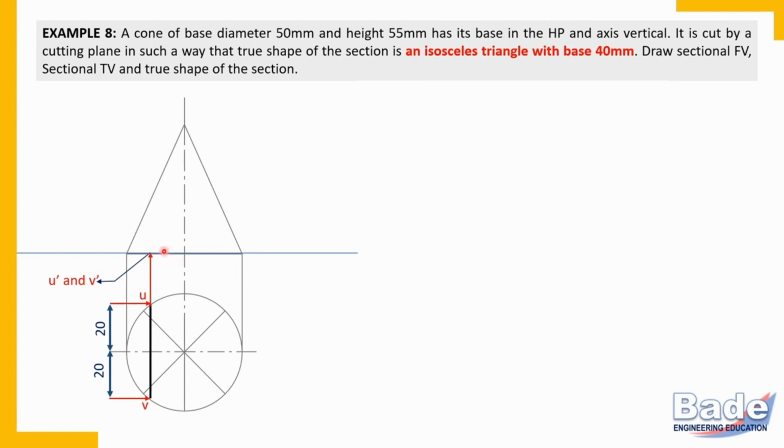Now remember, the cutting plane line must pass through U dash V dash in the front view. But then how will you get a triangle? Remember, a triangle has 3 corners. So where is the third corner? U and V are the 2 corners. How will you get the third corner? So simple, the cutting plane line must pass through the apex. When the cutting plane passes through the apex, you get an isosceles triangle. So this is how you locate the cutting plane, and as usual you proceed, and you will get the true shape of the section, an isosceles triangle with base 40 millimeters.